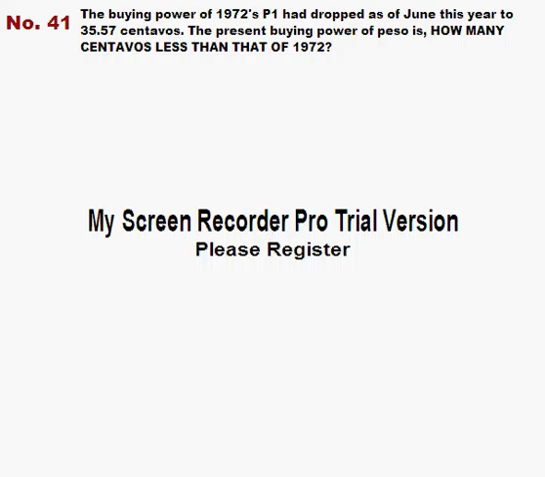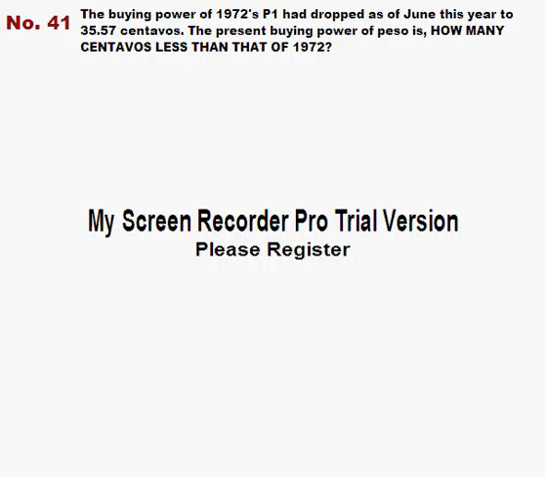Alright, here's another problem. It's problem 41. The buying power of 1972's peso, or 1 peso, had dropped as of June this year to 35.57 centavos. And the present buying power of the peso is, the question is, how many centavos less than that of 1972? Can you see the point?